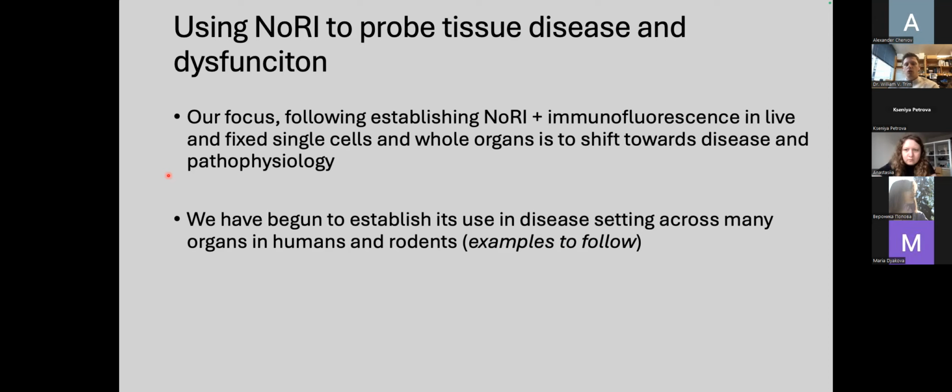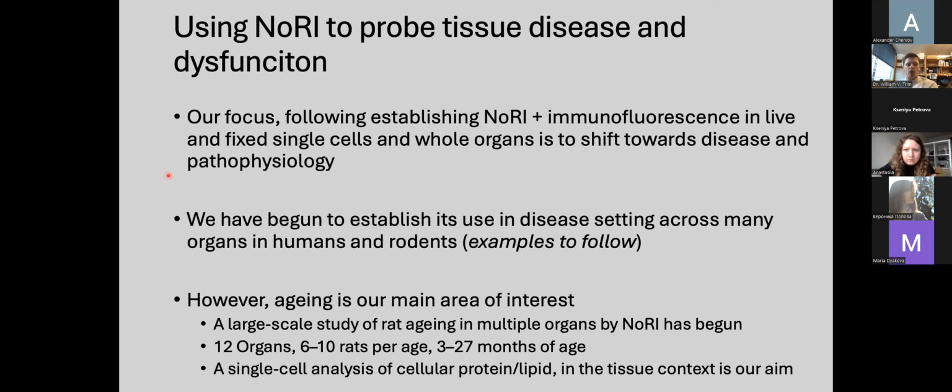And we've been able to do this, and I'll show in the coming slides some examples of models of disease. But our coming study is quite a large one. It's going to be 12 organs, 6 to 10 rats per age group between 3 and 27 months old. And this is going to face us with quite a large analytical question and problem coming up.